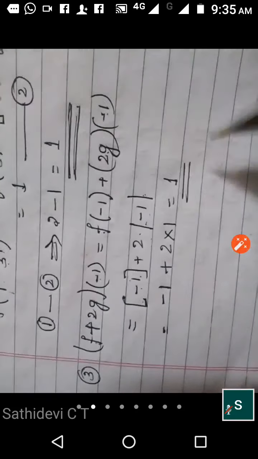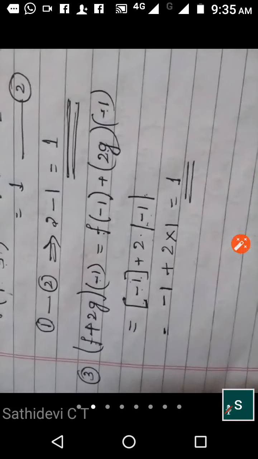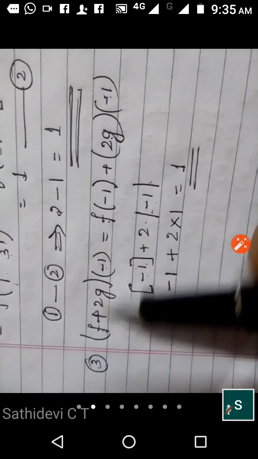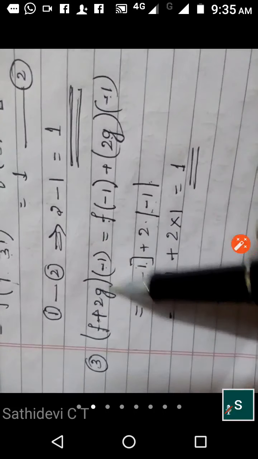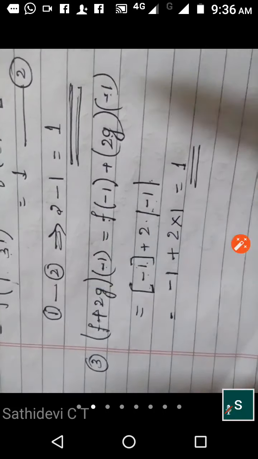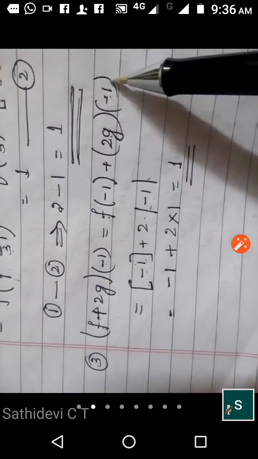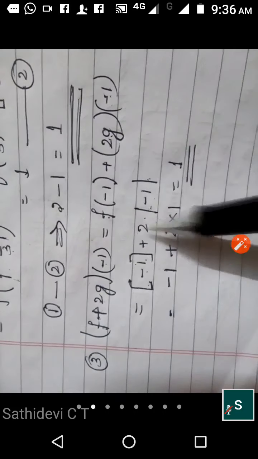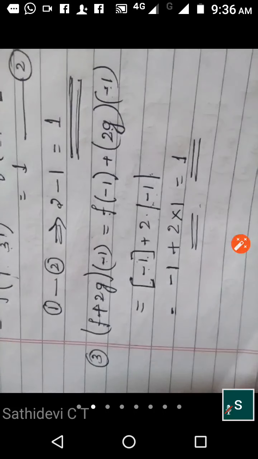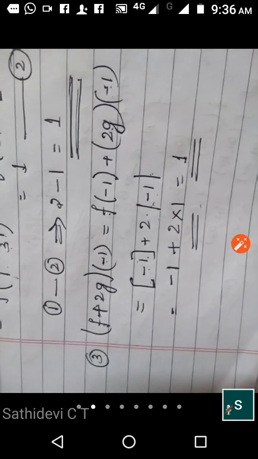So understand here, this question is a simple addition of two functions, along with scalar multiplication, which is also coming, 2g. So 2g means what? 2 will come out. You operate g on minus 1. 2 will be taken out. And you are proceeding like this. So this is one question. Another question may be a bit complicated. You see properly how it can be done.